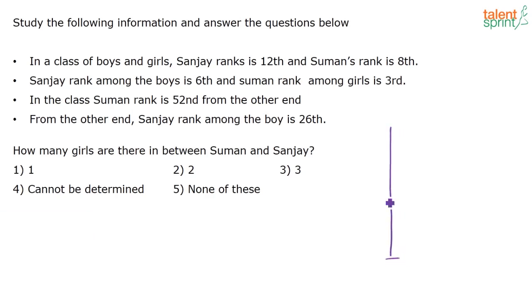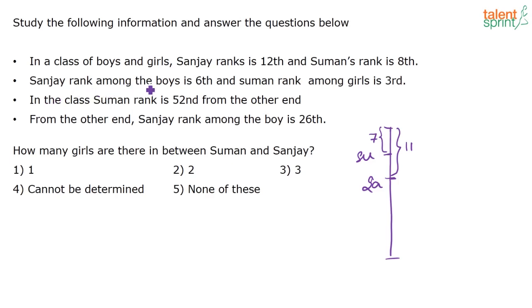So in a class of boys and girls, Sanjay ranks 12th. That means how many children are there before Sanjay? There are 11 students before Sanjay and his rank is 12th. And Suman ranks 8th. So if this is Suman, how many students are there before Suman? There are 7 students before Suman because she is ranking 8th.